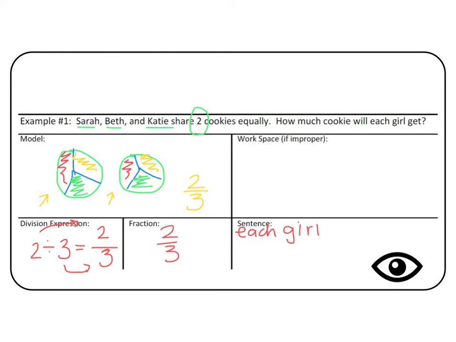All right, let's, in a sentence: each girl would get 2/3 of a cookie. And there's a spot for workspace, but it says if it's improper. And it's not improper because the top number is not bigger than the bottom number. So we're all done. Let's try another problem together.